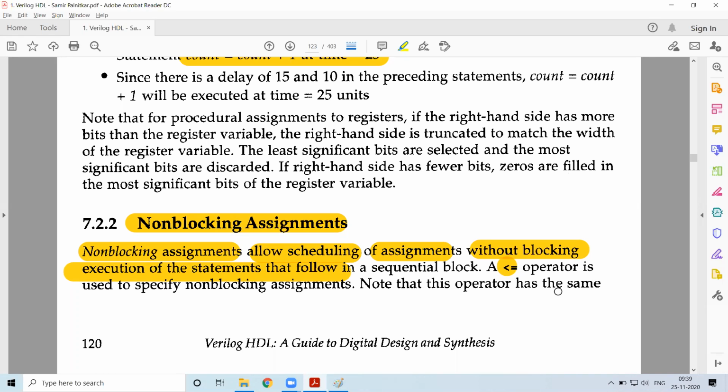If it is used in relational aspects, it is used as a relational operator, that is A less than or equal to B. If you're using that in a conditional, it will operate as a relational operator. But if you're using it in assignment, it will operate as an assignment operator, which is related to non-blocking assignment.